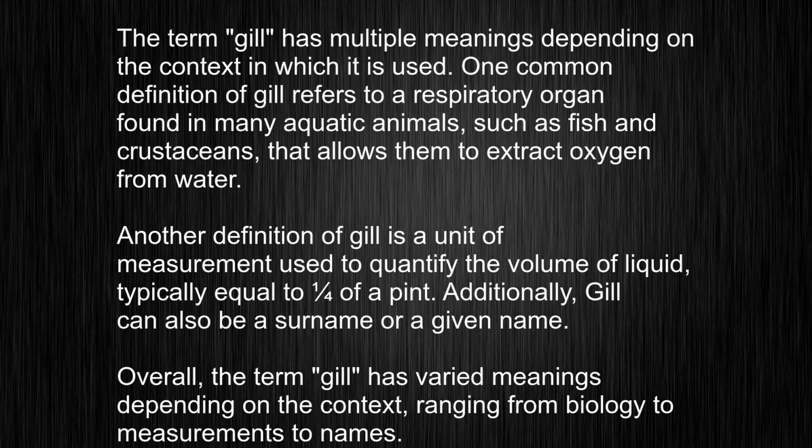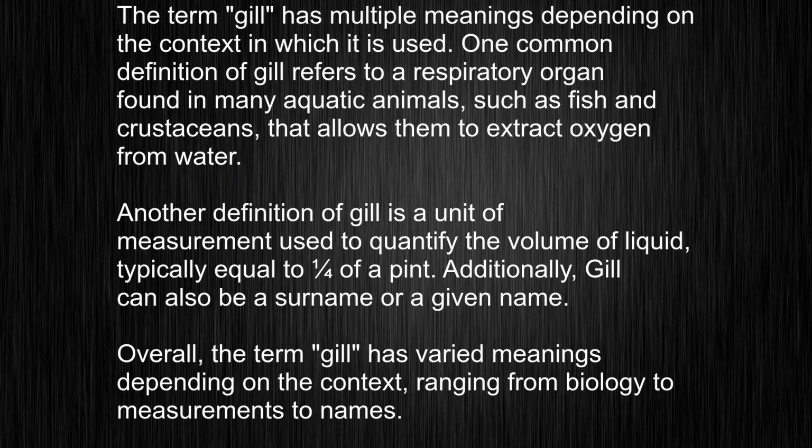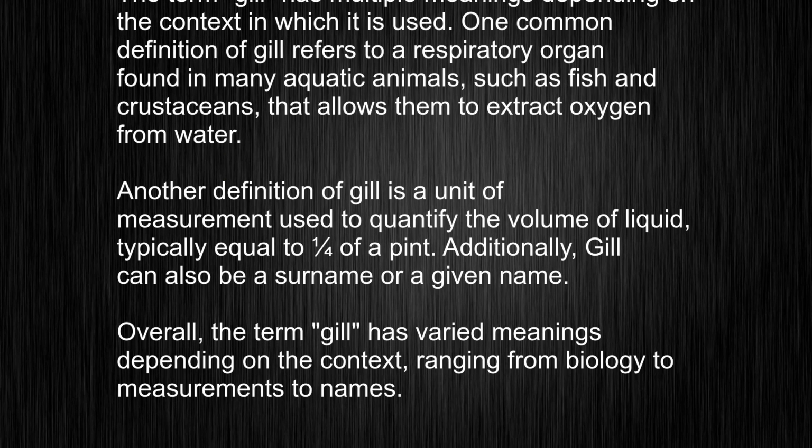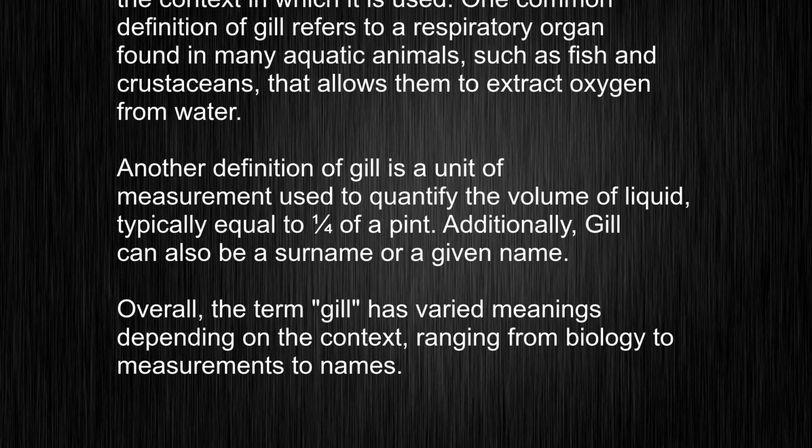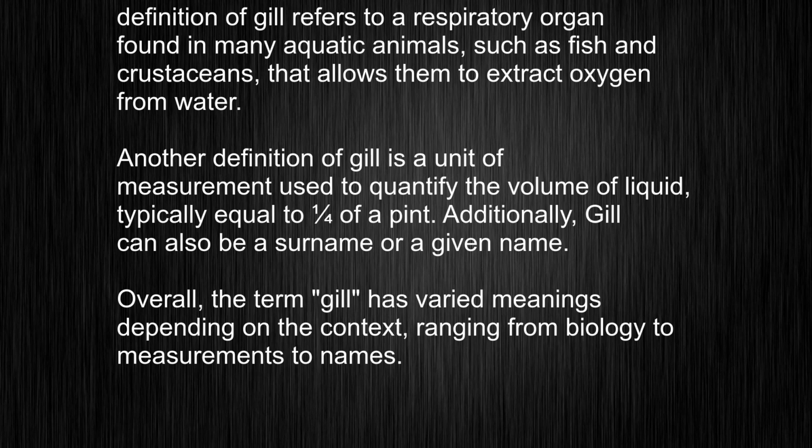Another definition of gill is a unit of measurement used to quantify the volume of liquid, typically equal to 1/4 of a pint. Additionally, gill can also be a surname or a given name. Overall, the term gill has varied meanings depending on the context, ranging from biology to measurements to names.